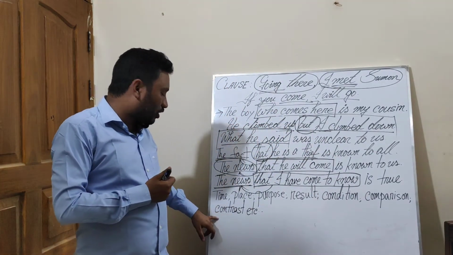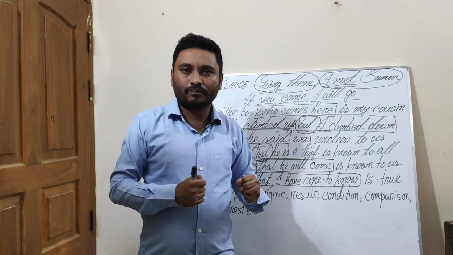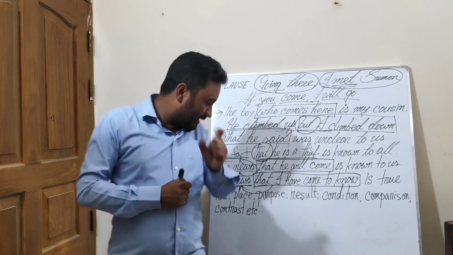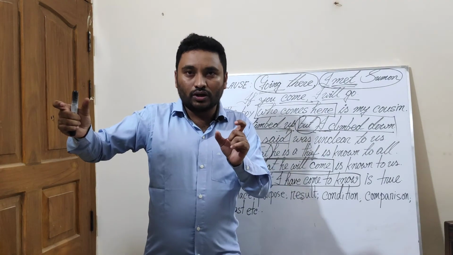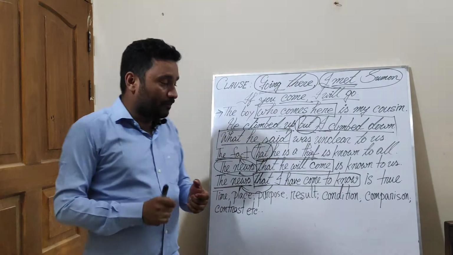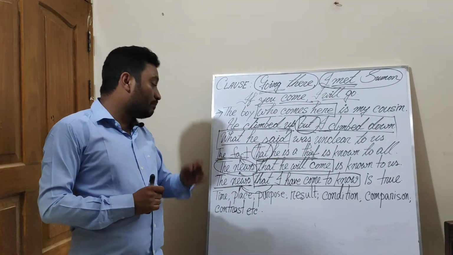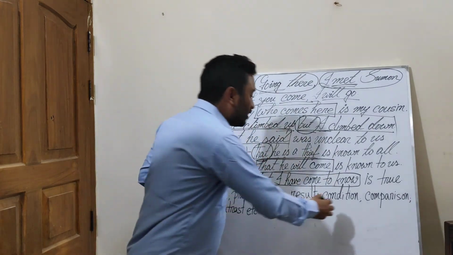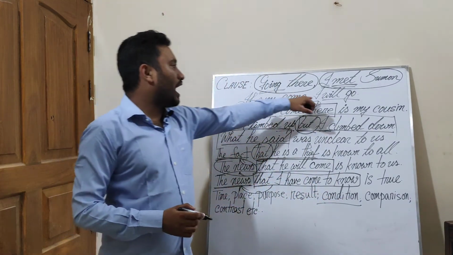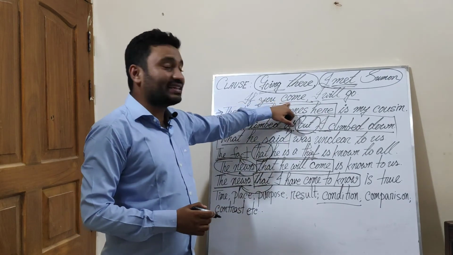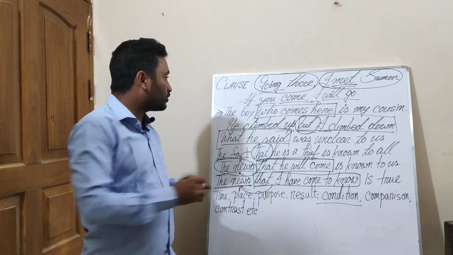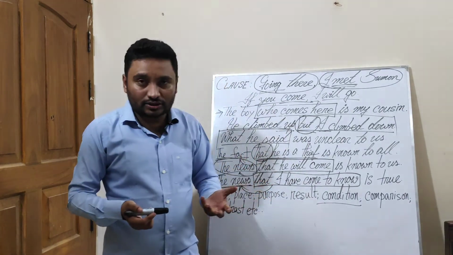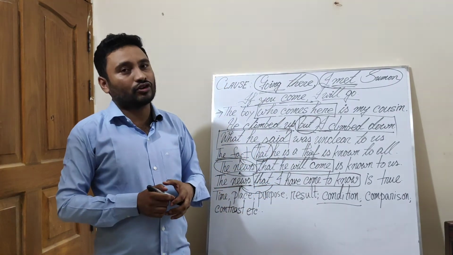Or I can say about contrast, like even if I fail, I will not lose hope. So even if I fail, it is the contrast. So when the clause says about the time, place, purpose, result, contrast, comparison, or about condition, like if you come, I will go, so if you come, it is the condition. When it says about condition or comparison or contrast, these are called adverb clause.